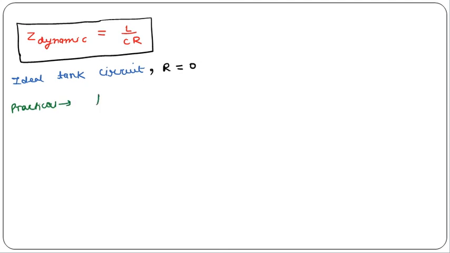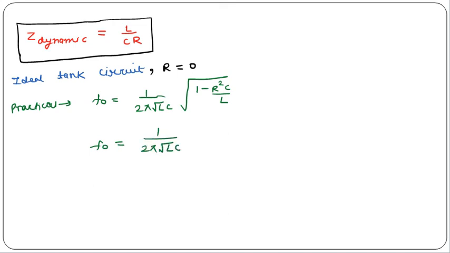So for the practical tank circuit, we have seen that the formula for F naught was given by 1 by 2 pi root L into C into square root of 1 minus R square C by L. Okay, so now if this resistance becomes 0 in the case of an ideal tank circuit, then the F naught formula will simply be 1 by 2 pi root L into C. So this is for the ideal tank circuit and this is for the practical tank circuit. All you have to do is just put R is equal to 0.